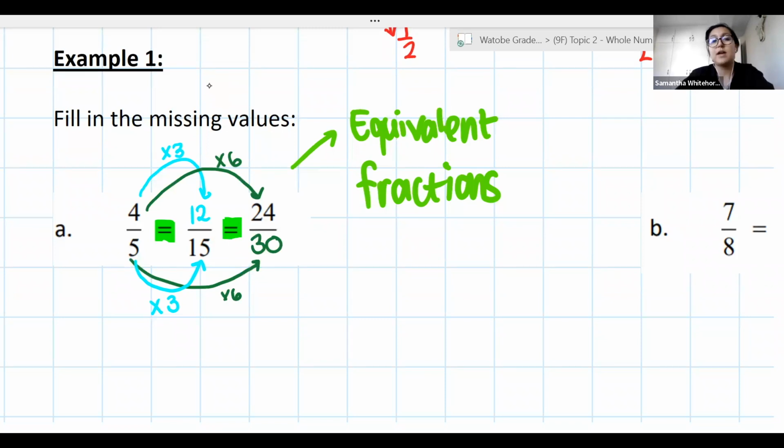Okay. Now, you don't have to do it from the first fraction to the last fraction. You could have said, okay, well, 12 times 2 is 24. And so 15 times 2 gives me 30. Because they're all equivalent fractions, you can work with any one. They represent exactly the same thing. So you have to decide what you think is a little bit easier for yourself in order to get those equivalent fractions. Right, so take your screenshot, and then I'm going to ask you to try B.